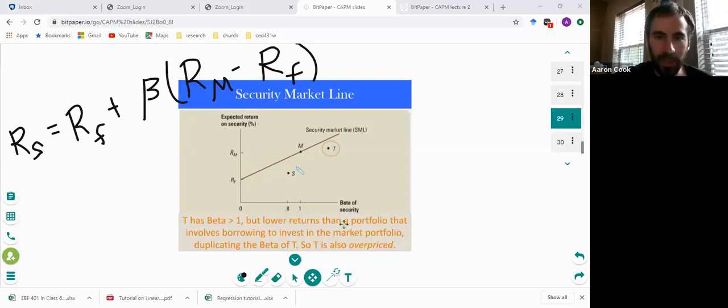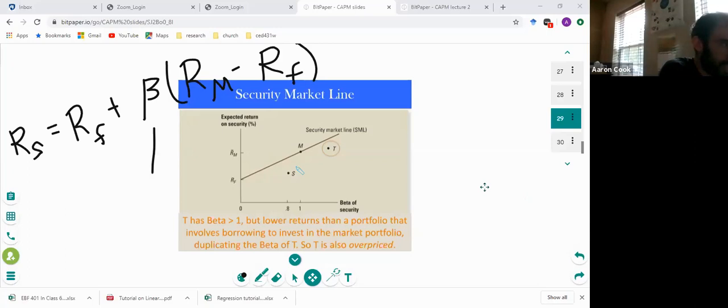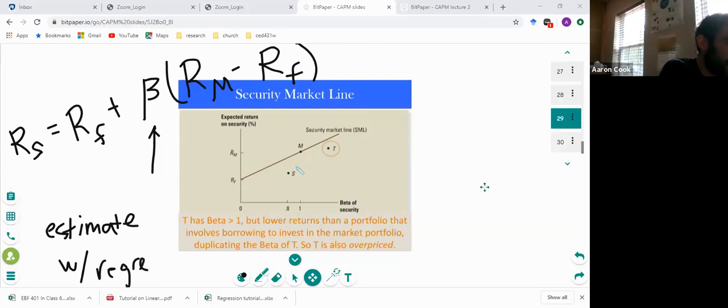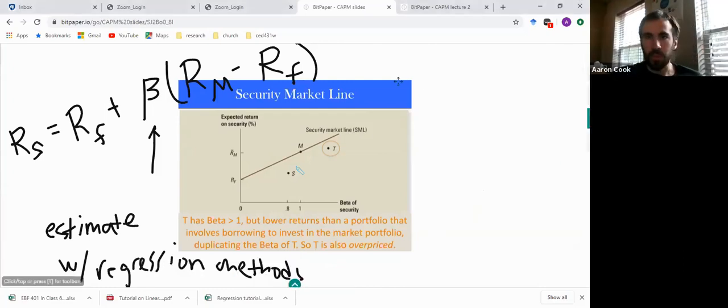Now this is something that we can only get by looking at past returns on the market and past returns on the asset. So this is something that we have to estimate. And we're going to use regression analysis to do that. So if you would, I'm going to start looking at the regression tutorial at this point.